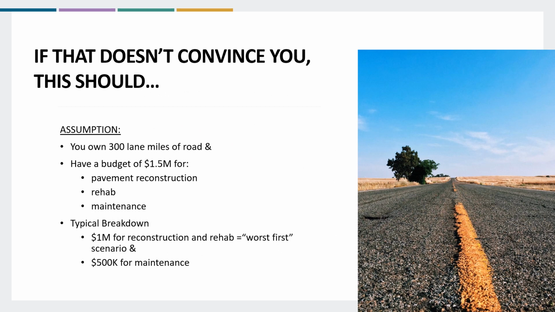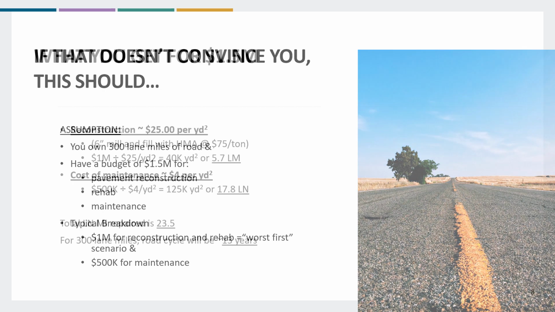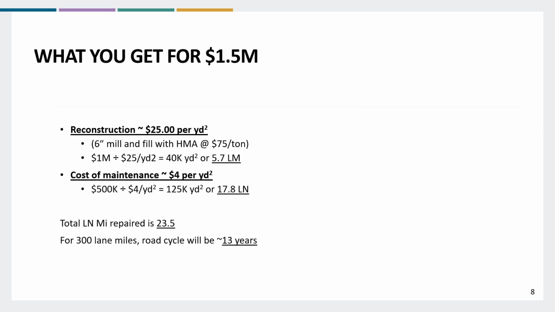If that doesn't convince you, this should. Let's put an example together. Let's say that your city or county has 300 lane miles of road and you have a budget of 1.5 million to do pavement reconstruction, rehab, and maintenance. And your typical breakdown is 1 million for reconstruction and rehab, or worst-first scenario, and 500 thousand for maintenance. So what do you get for that 1.5 million?